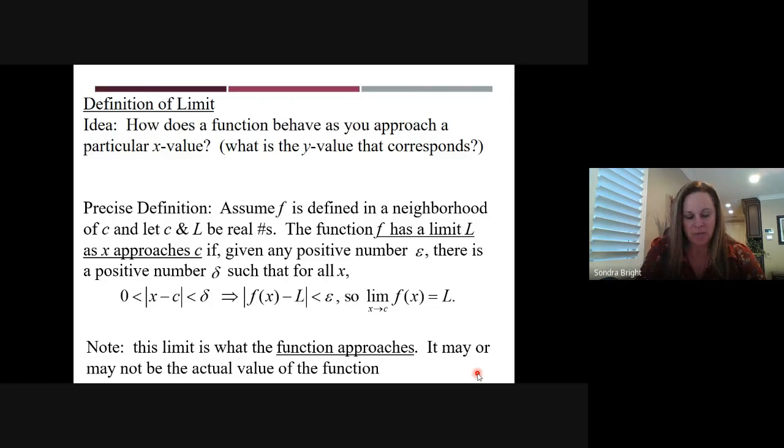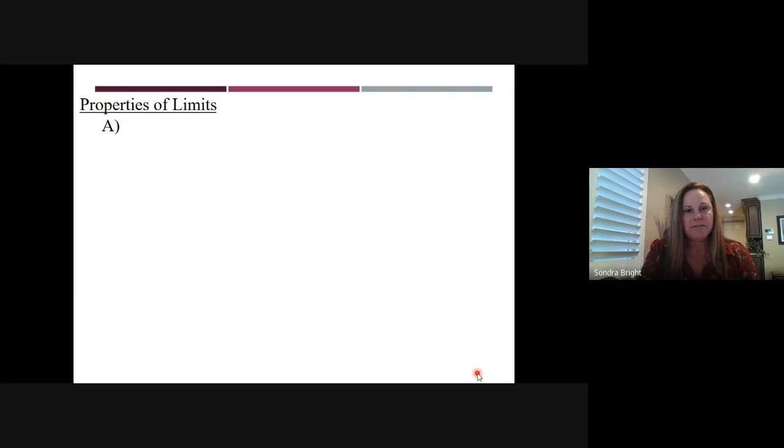It is that limit. So we've got a note here that says this limit is what the function approaches. It may or may not be the actual value of the function, but this is the limit. The limit is what the function approaches. Keep that in mind. Let's talk about a few properties of limits.